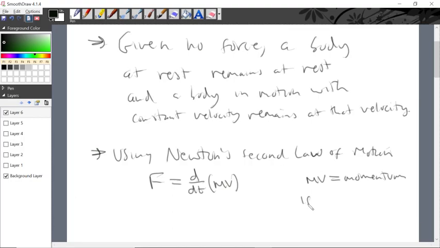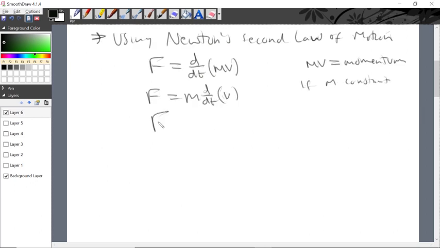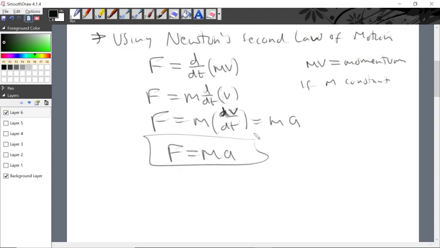Now if we take the mass to be constant, then we can factor out m, and we get the derivative with respect to t of the velocity. In other words, we get force is equal to mass dv/dt. Well, that would be mass times acceleration. So Newton's second law is commonly referred to in shorthand as force is equal to mass times acceleration.